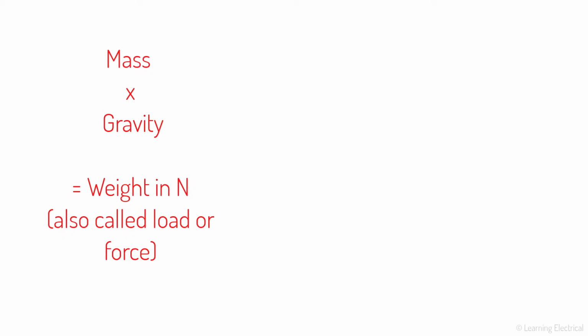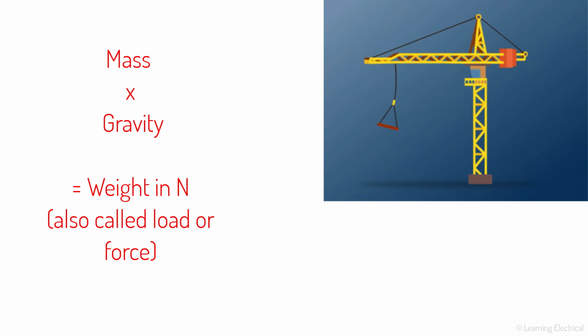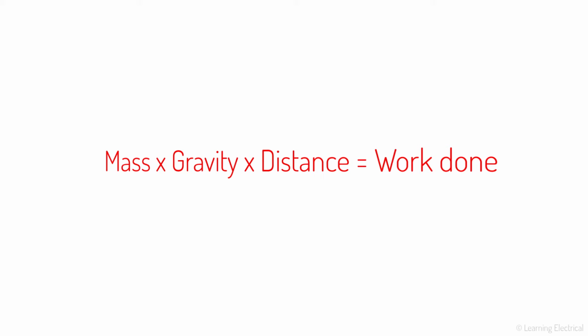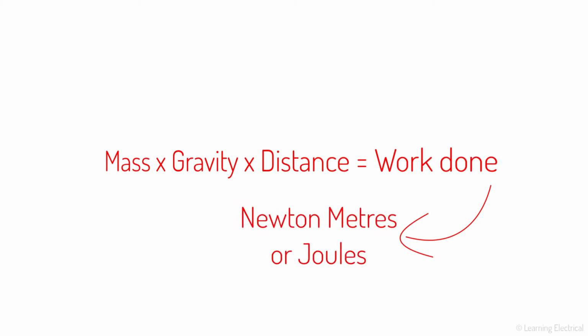Once you have an object's weight, or force, in newtons, it can be applied to movement such as lifting. This is applicable to, say, a mechanical winch and calculating whether it will be able to lift the object off the ground. Once you apply movement, or distance, to the calculation, you are then calculating work done, which is measured in Newton meters, or joules.